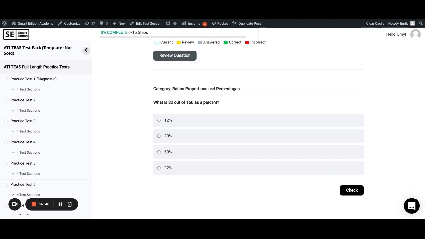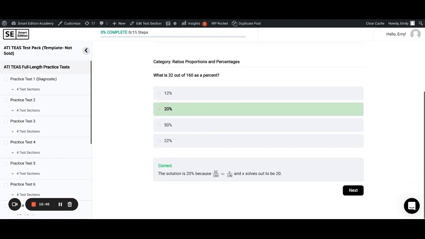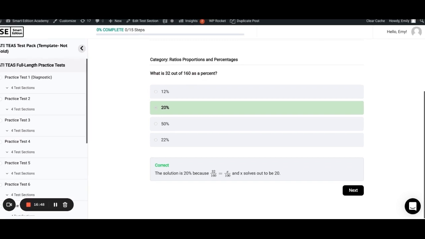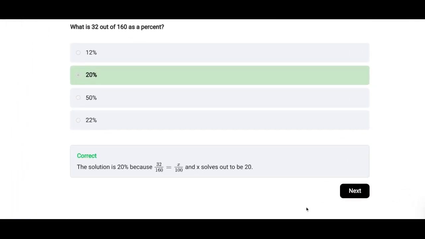So the correct answer here is actually B, 20%. So in this problem, a proportion was set up. The solution is 20% because 32 over 160 equals x over 100. And when you cross multiply the 32 and the 100, and then you divide by 160, you get x, which ends up being 20.